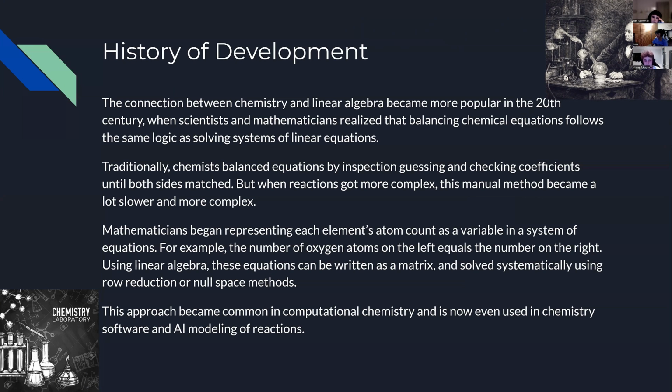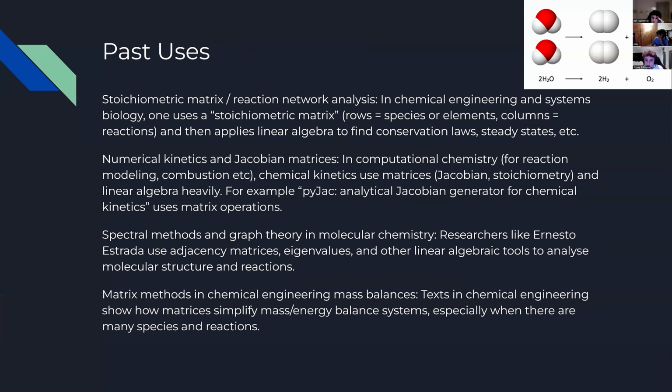Over time, this approach became essential in computational chemistry and even AI-based reaction modeling today. Next slide. Past uses. Linear algebra has been used in chemistry long before it became common in classrooms. One major use is through something called the stoichiometric matrix, where each row represents an element and each column represents a reaction.